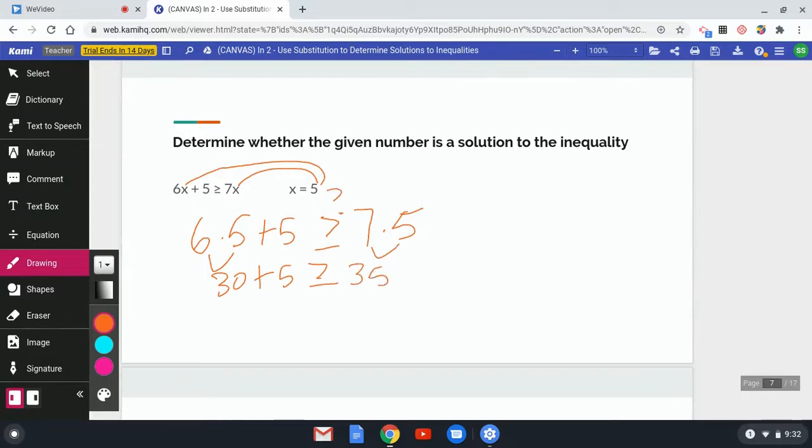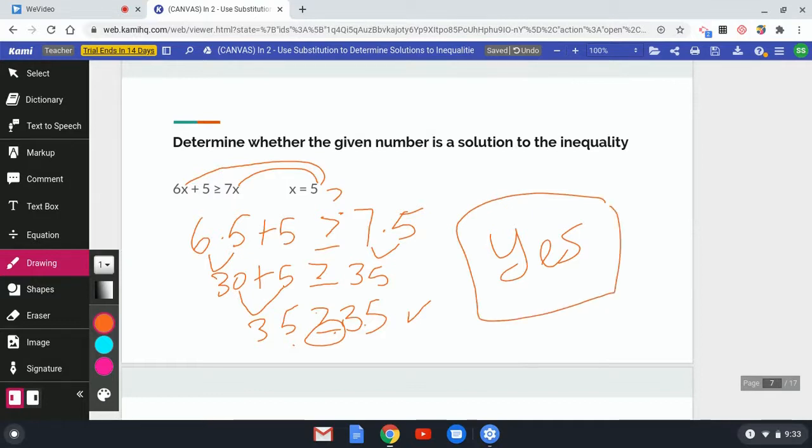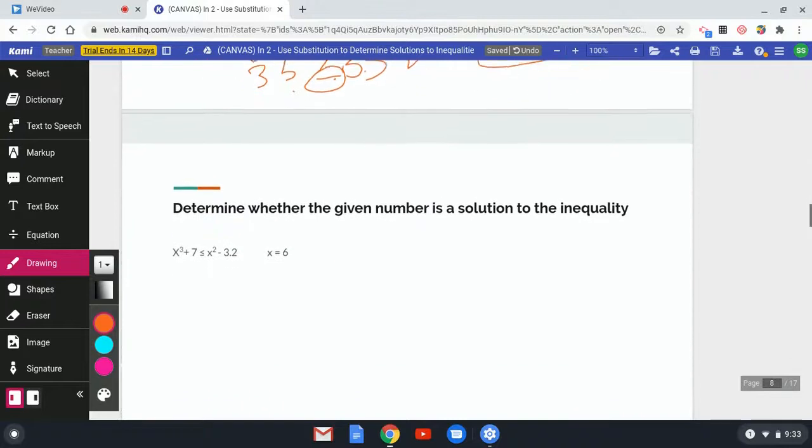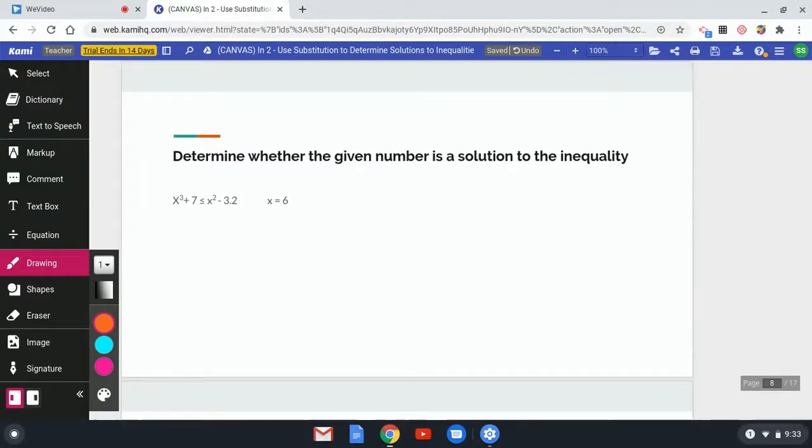Remember, we're asking, is this true? 30 plus 5 is 35. Let's read our solution. 35 is greater than or equal to 35. Is that true? Yes, because of that equal part. 35 is equal to 35. It's greater than or equal to. Let's do this one together.